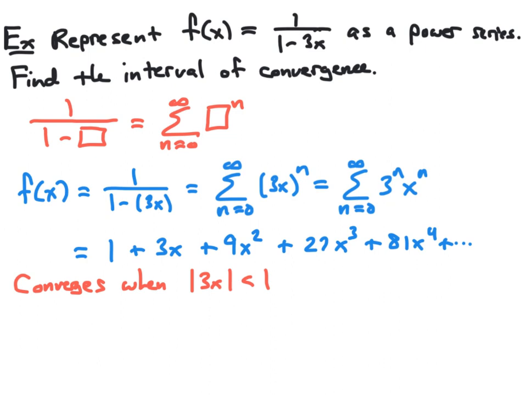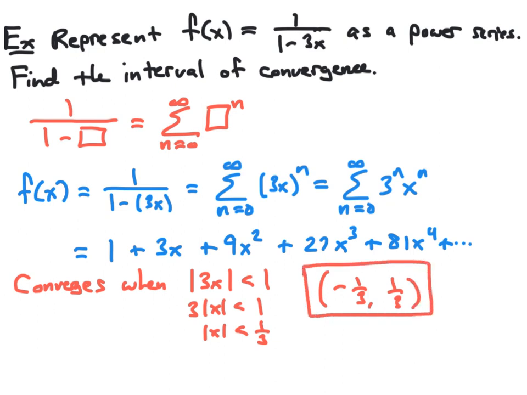Well, the absolute value of 3x is just 3 times the absolute value of x. And of course, we can divide by 3, being a positive number. And so we want the absolute value of x less than 1/3. And so our interval of convergence here will be the solution of that inequality, which will be the interval from negative 1/3 to 1/3. Neither endpoint is included in this interval of convergence because the geometric series does not converge when our ratio is equal to 1, just when the absolute value of our ratio is strictly less than 1. And that occurs in this case between negative 1/3 and positive 1/3.